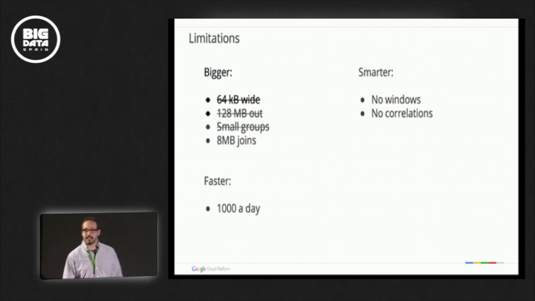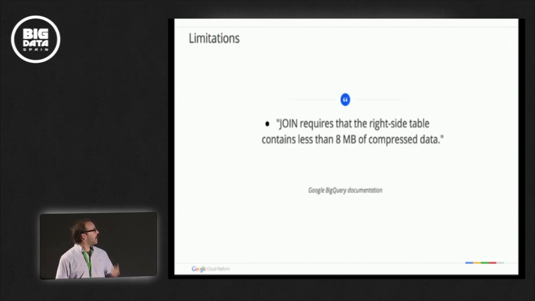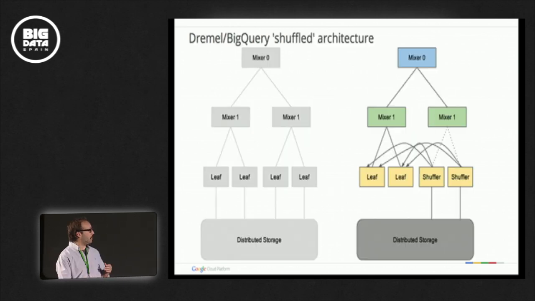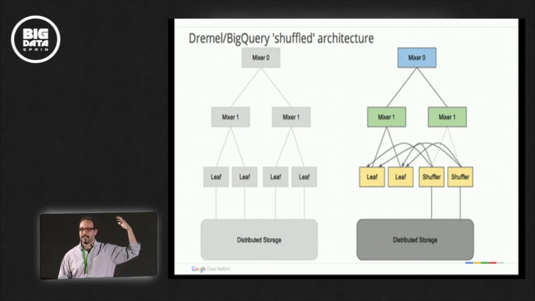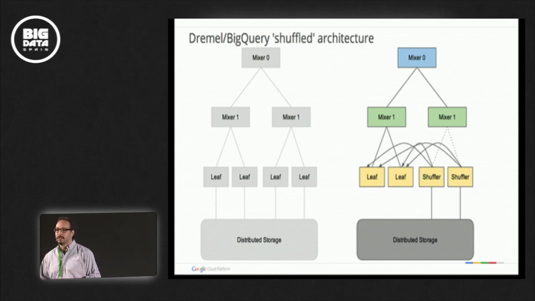Let's see, 8 megabyte joins. We have tables, we have very big tables, and sometimes we want to join them with more information. And we had this limit where joins, you could only do a join where one table was small, an 8 megabyte compressed data table. Why did we do that? Because we copied all the information to every leaf. So we did joins by copying 8 megs of data to every leaf, and then each leaf was able to do that.